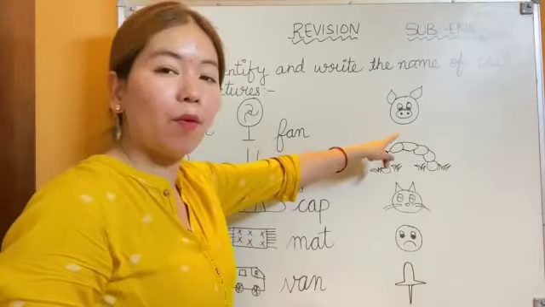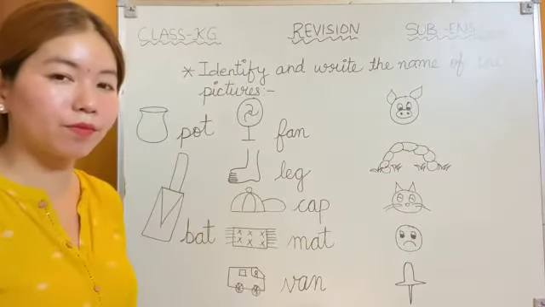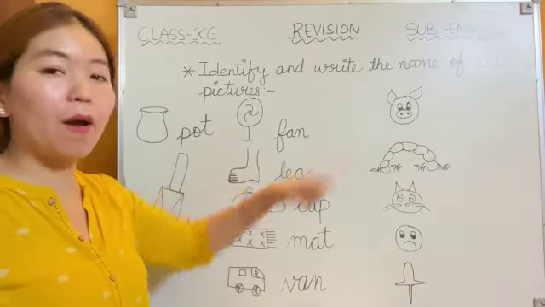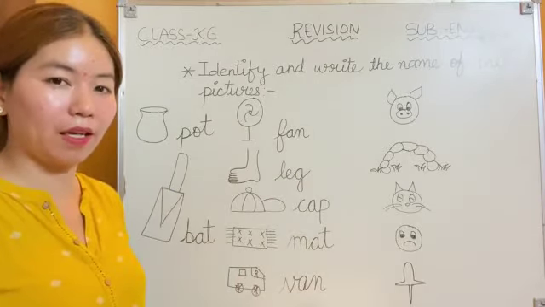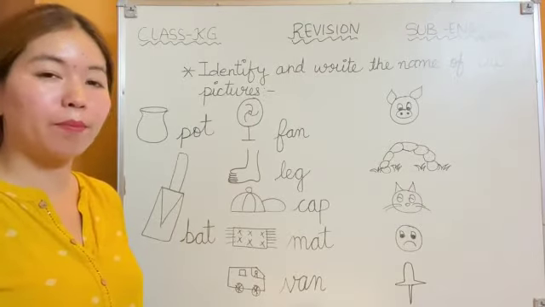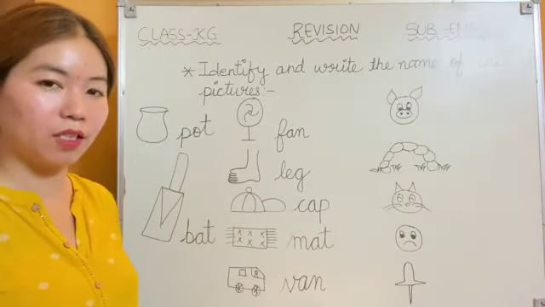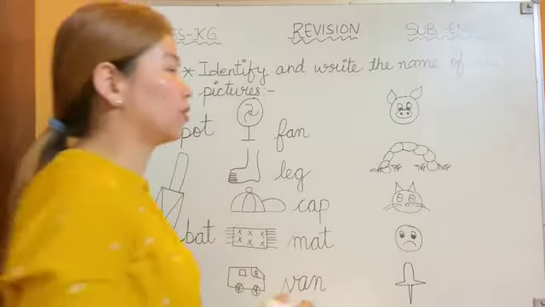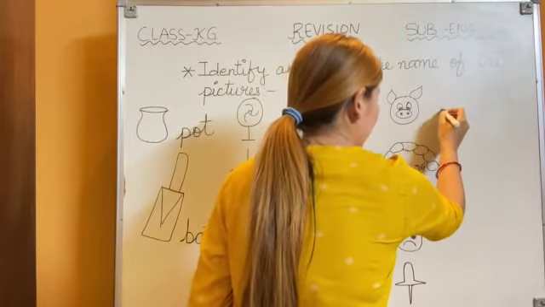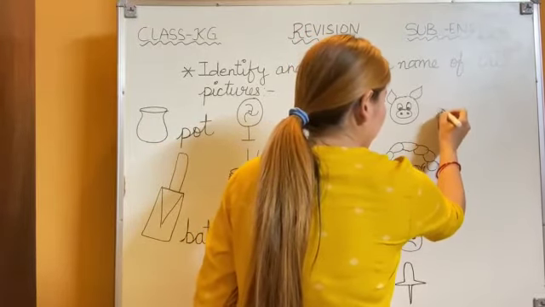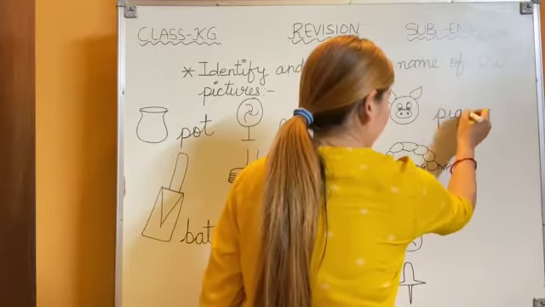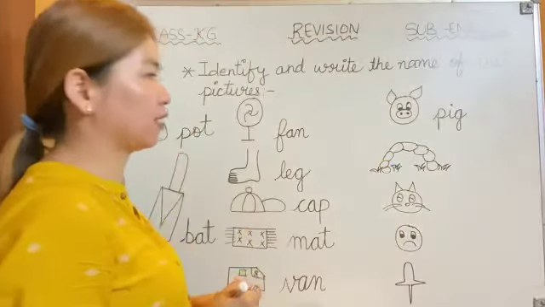Look at this picture. Which animal is this? Yes, this is a pig. And the spelling of pig is P-I-G, pig. What is the spelling of pig? P-I-G, pig.